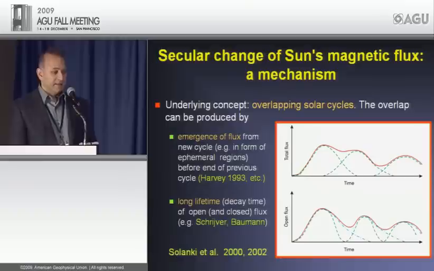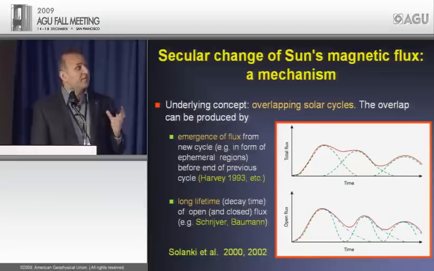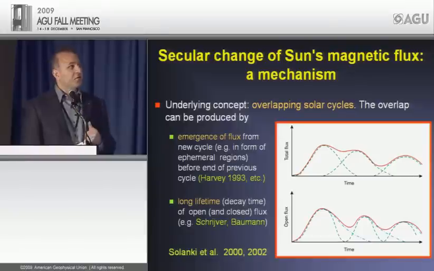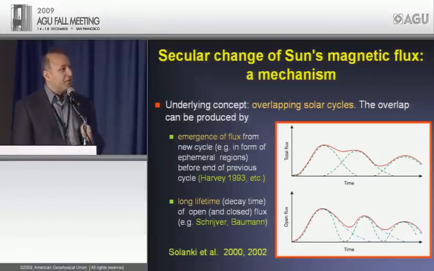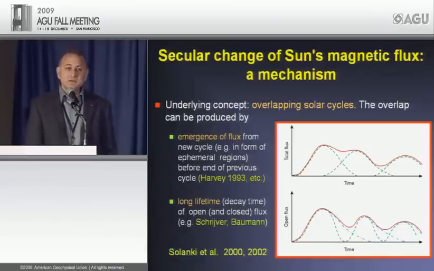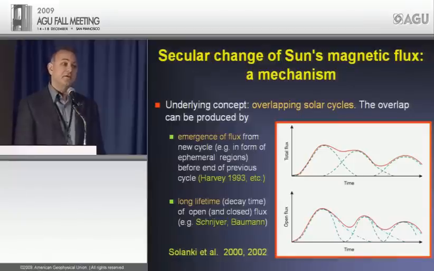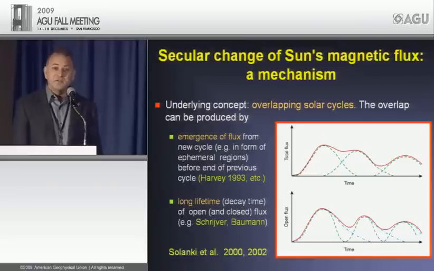Now, can we explain such secular change? Yes, indeed, there is a mechanism. And it's based on having overlapping solar cycles. If you look at the upper diagram for a moment, the individual dashed green curves as a function of time would be the amount of magnetic flux emerging at the solar surface. And if two solar cycles overlap, in the sense that flux is still emerging in the old cycle while it has started emerging in the new one, the magnetic flux will never drop to zero between them.